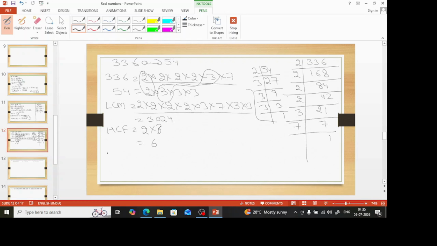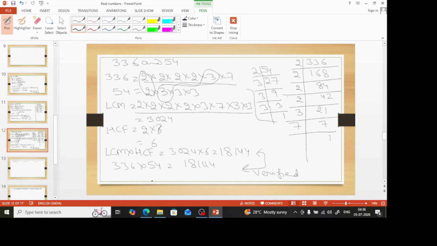It means that. Now we will calculate the LCM and HCF product. 3024 into 6. If we multiply 3024 into 6, we will get 18144. And if we multiply 336 into 54, we will get 18144. Both are same, hence it is verified. Again I repeat, if we multiply LCM and HCF of two numbers, we will get a value equal to the product of those two numbers. Okay.